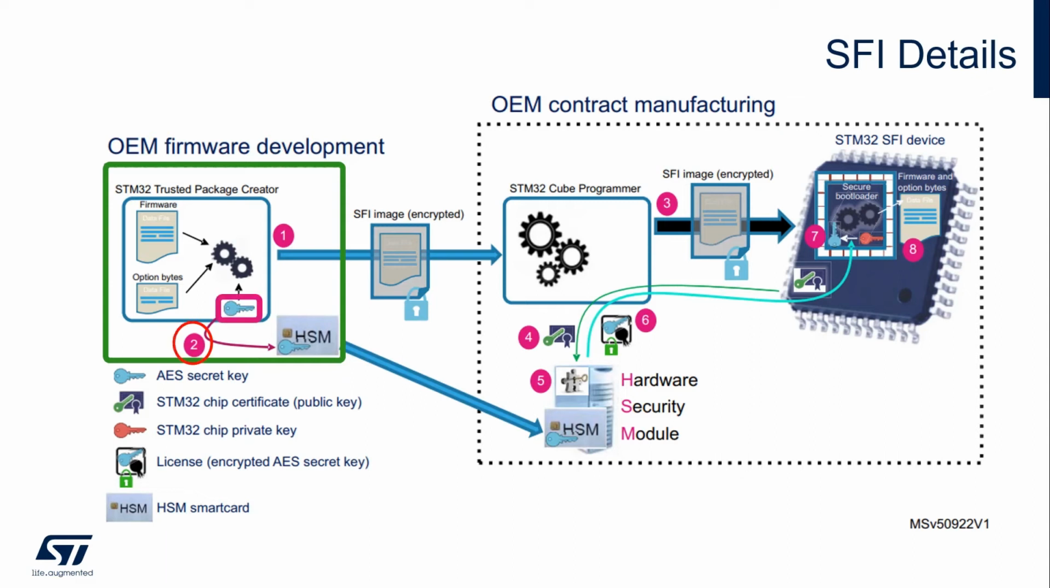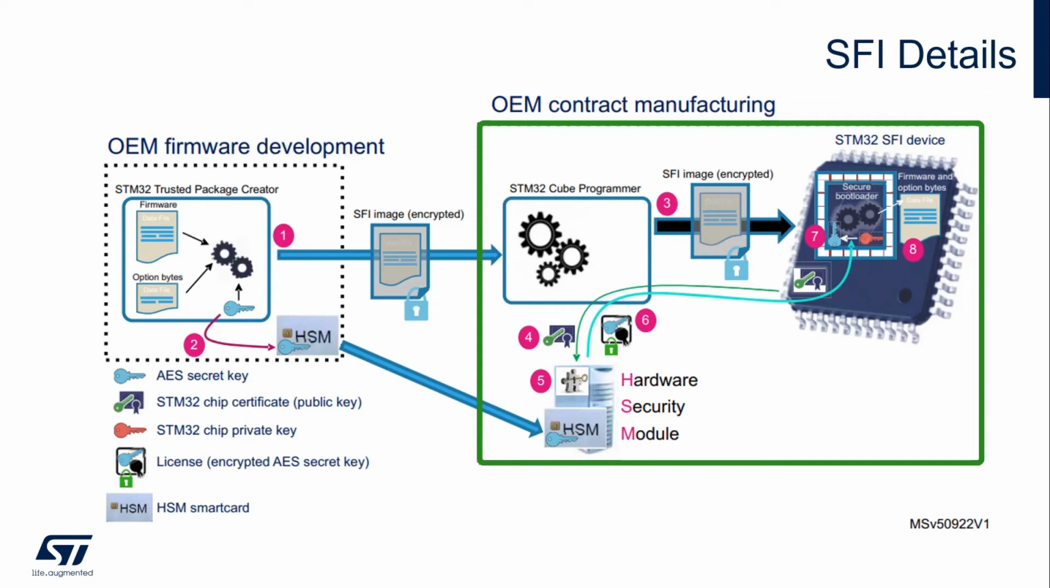In step 2, the OEM programs the STM32 HSM with the AES secret key used in step 1 for encrypting the SFI image, and initializes it with a counter that will limit the number of STM32 devices that could be programmed with this card. The second phase of the process takes place at the contract manufacturer, CM, that receives from the OEM the encrypted SFI package and the HSM card, and it is responsible for installing the STM32 firmware to the device. In step 3, the STM32 Programmer initiates the SFI process.